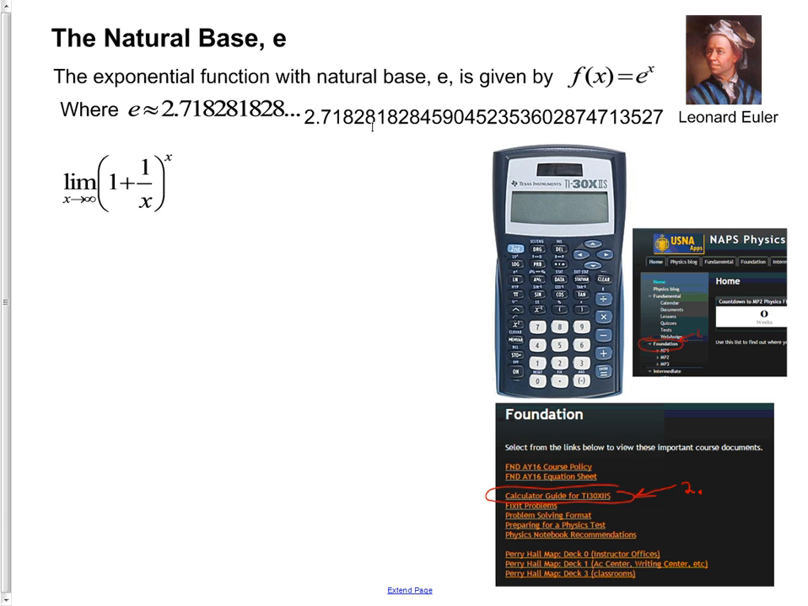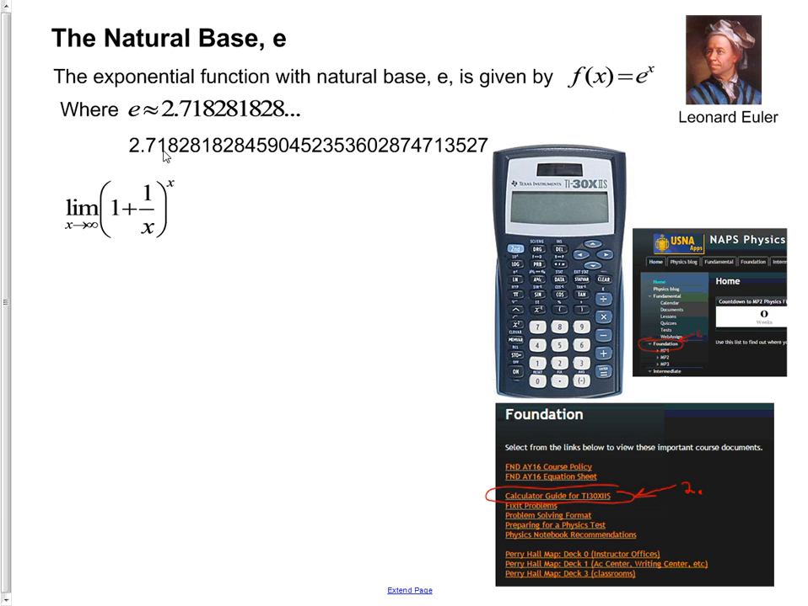Well, you can fiddle with your own calculator if you care to. By the way, if you're interested in using these kinds of functions, e to the x on your calculator is found right here, on this button. If you go to the physics department and check out Foundation, they have a calculator guide there that will help you with this one.